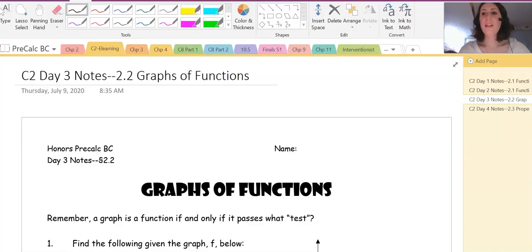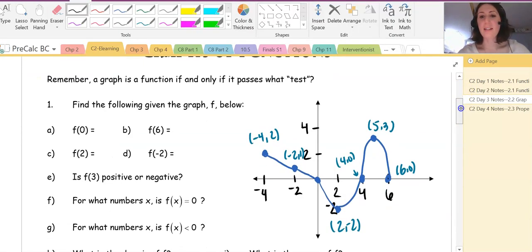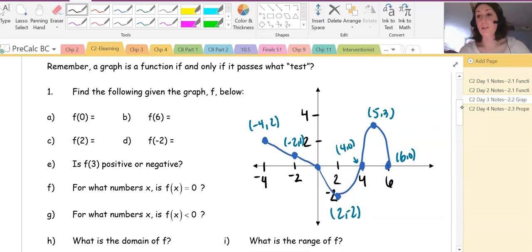All right, so here we go. The focus of today's lesson is basically looking at graphs and identifying information about them, and also looking at different equations and identifying certain aspects about their graphs.